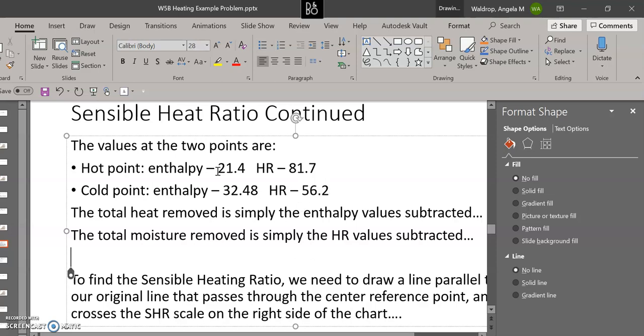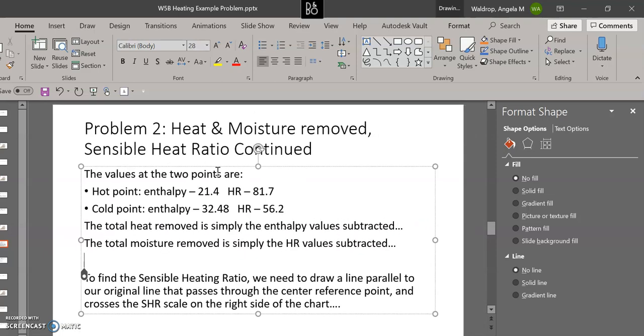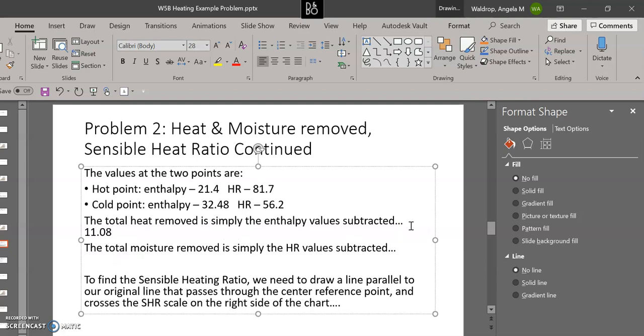So when I do the math, the total heat removed is just the first two values subtracted. When I do the math there, the total heat removed is going to be 11.08. And the moisture removed is basically the humidity ratio numbers subtracted. That number is going to be 25.5.